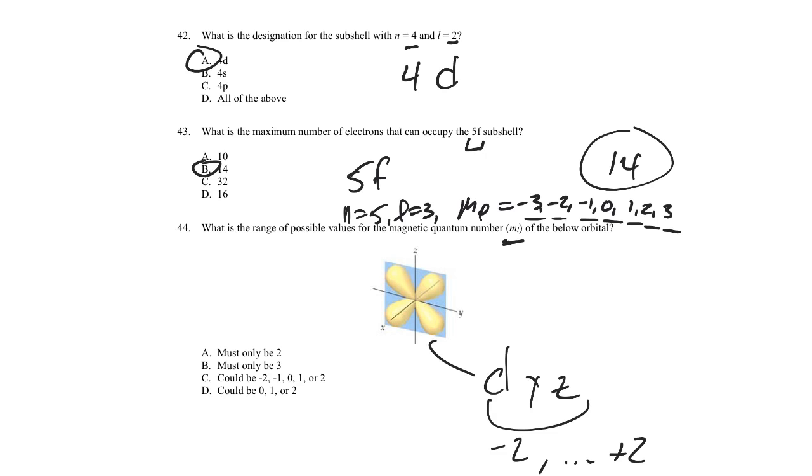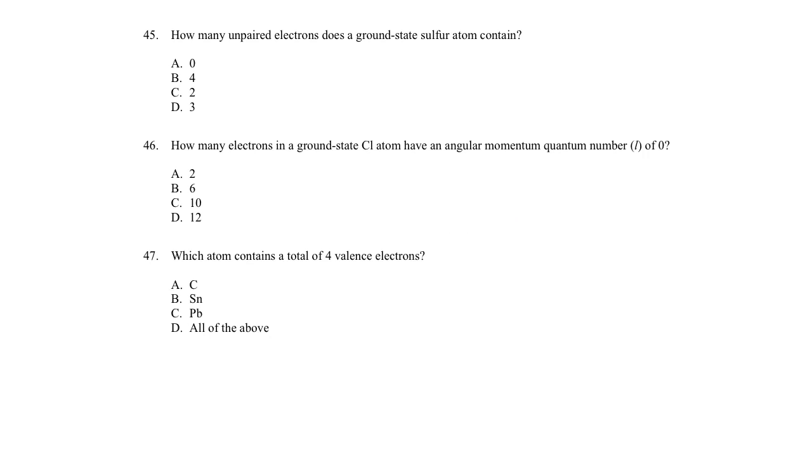So the range of possible values for m sub l could be -2, -1, 0, 1, or 2. Okay, so this orbital would have one of those. Now, one of the d orbitals doesn't match up to one of those numbers. It just means one of the d orbitals has one of the numbers. The other 4 d orbitals have the other 4 sets of quantum numbers.